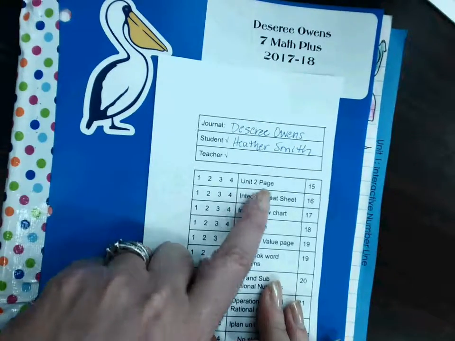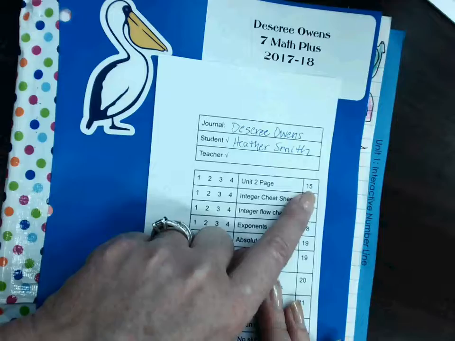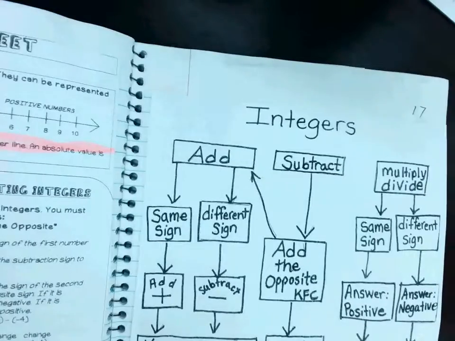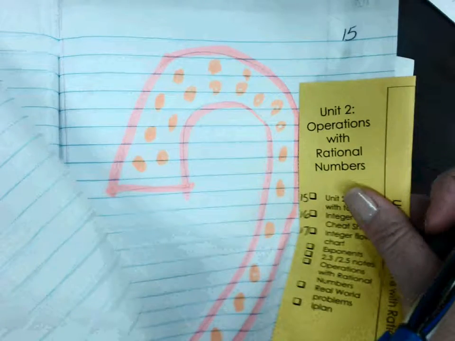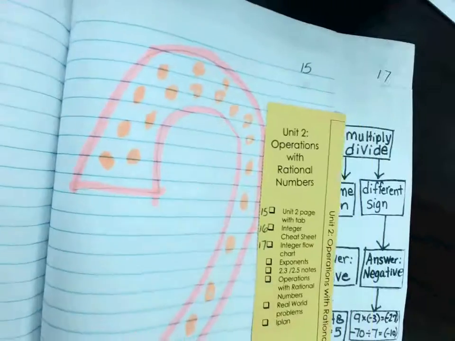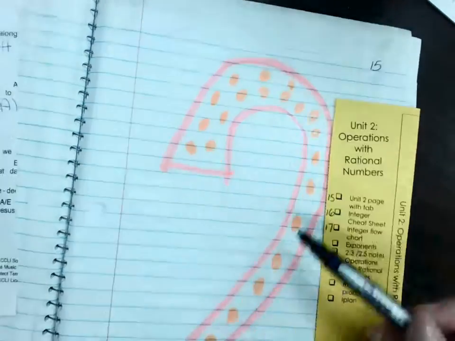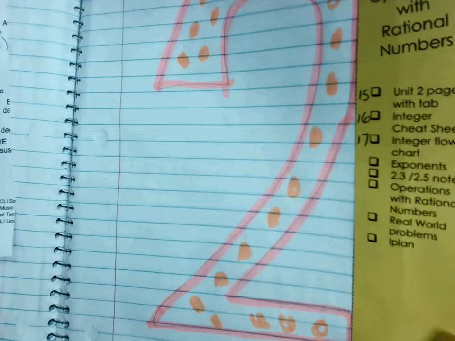We're going to start with our Unit 2 page on page 15. So it's easy to do. I'm just going to grab my yellow tab there, open it up to the yellow tab. Oh, and she used a lot of glue, so it's stuck. There we go. There is her Unit 2. All I'm checking here is to make sure that she has her 2. That's all that was required.